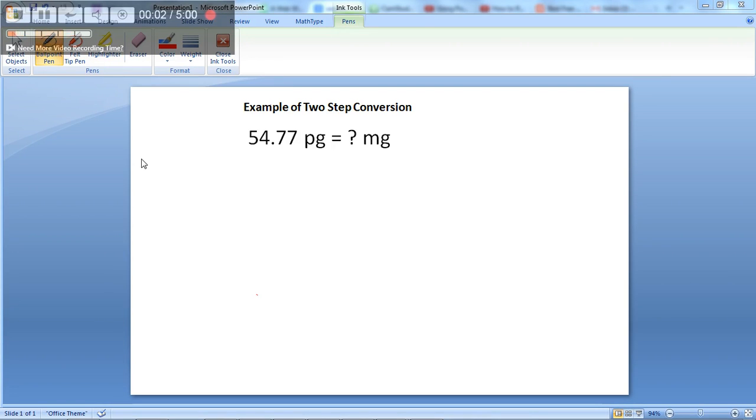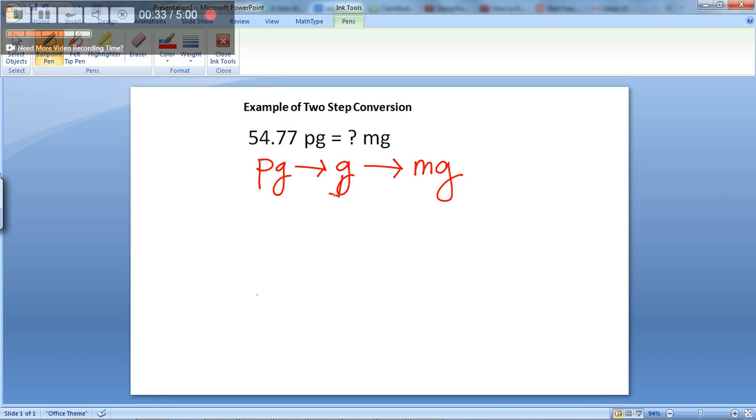Okay, this will be an example of a two-step conversion, the types we were doing in class. So in this example, we're going from picograms to milligrams. So we would say that is picograms to grams to milligrams.